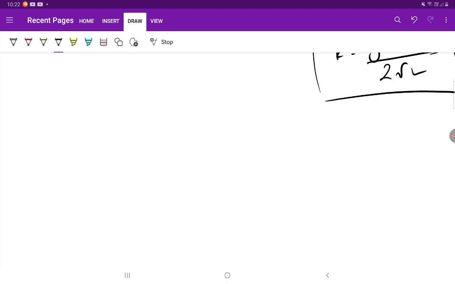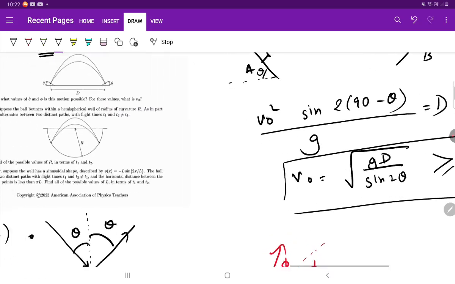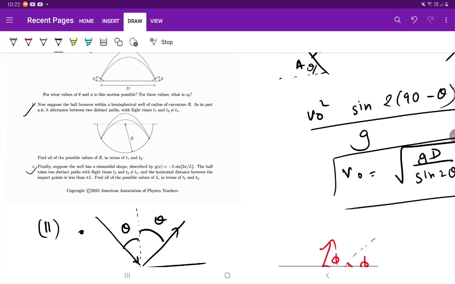Okay. Now coming to part C. Part C is also similar. Part C says that in this case, we have to take a well of sinusoidal shape, y as a function of x, minus L sine 2x by L, and the ball takes two distinct paths with times of flight t1 and t2, not equal to t1. The horizontal distance between the impact points is less than pi L. Find all the possible values of L in terms of t1 and t2. Now part C is actually connected to part B. The methodology is the same, but we need to understand how we can visualize the paths.